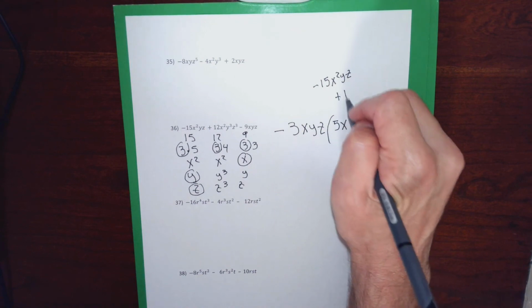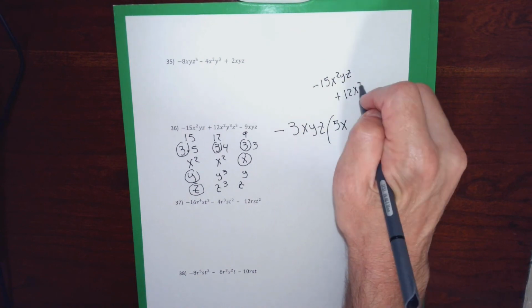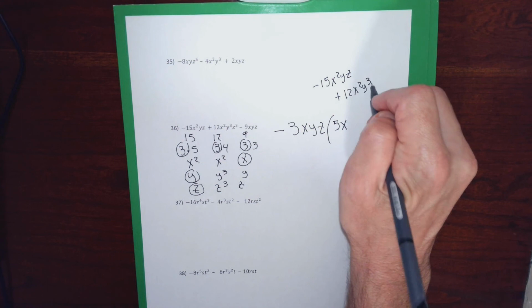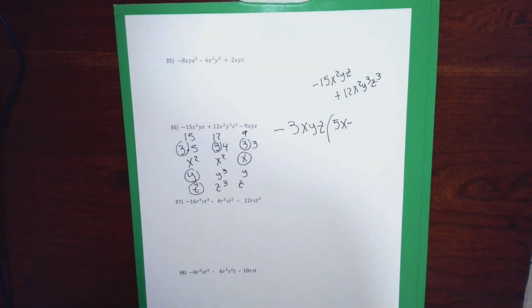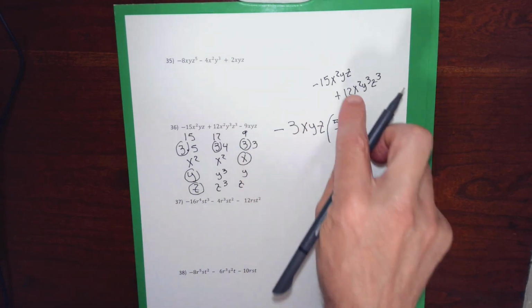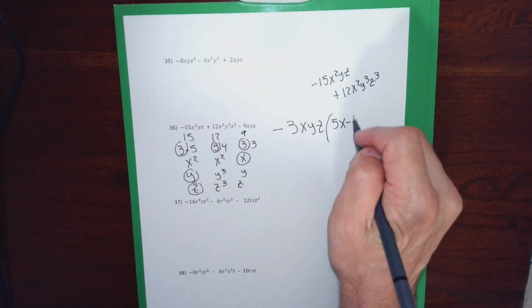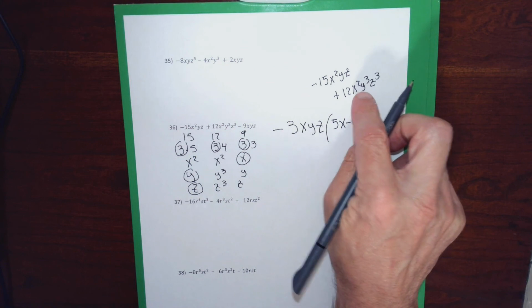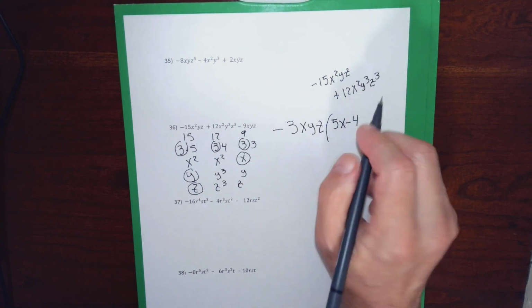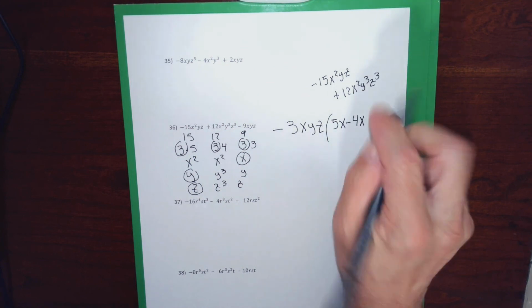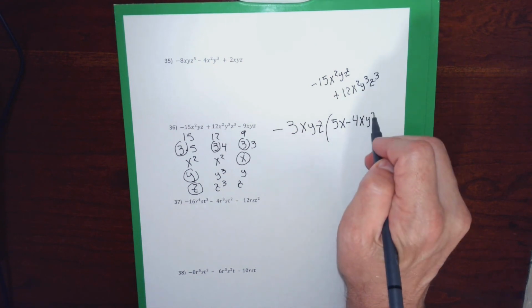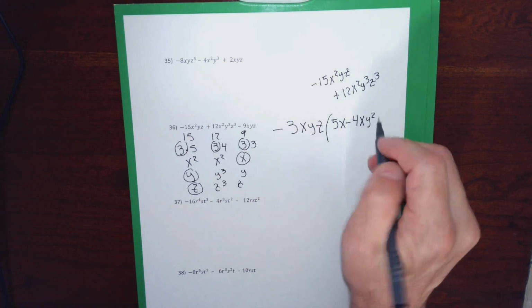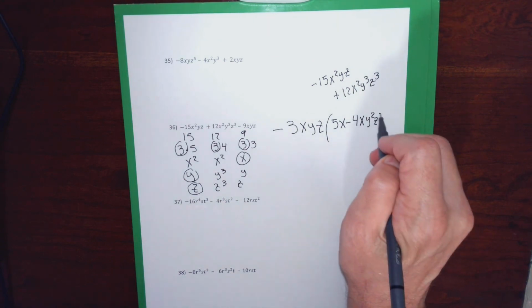Next term, it was positive. I factored out a negative, so I'll write a negative. 12, I'll divide by 3 and get 4. Second term had 2 x's. I took 1 x out. I'm left with 1 x. Second term had 3 y's. I took 1 y out. I'm left with 2 y's. Second term had 3 z's. I took 1 z out. I'm left with 2 z's.